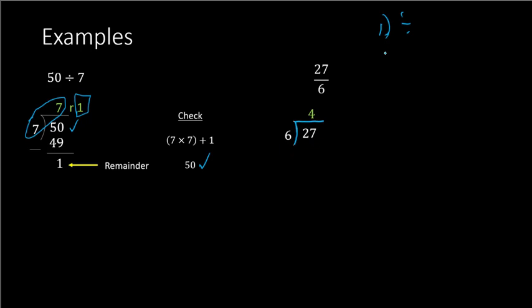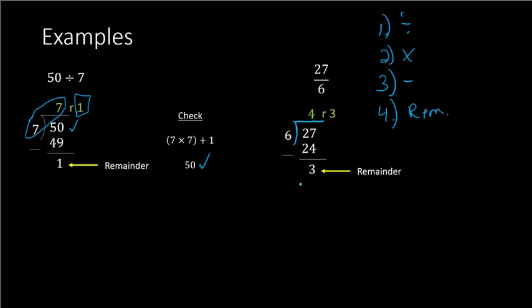So then we can multiply for step 2. So 4 times 6 gives you 24. And then we write it right here. And then step 3 is we can subtract. So we do 27 minus 24. That gives you 3. Sorry. So 3 goes down here. And then step 4 is we can write the remainder. So 3 is the remainder. So we can write this as 4 with a remainder of 3. So your solution is 4, remainder 3.